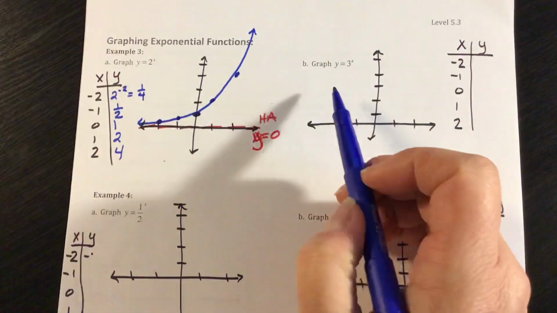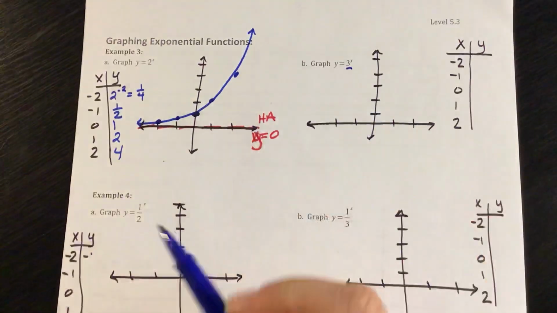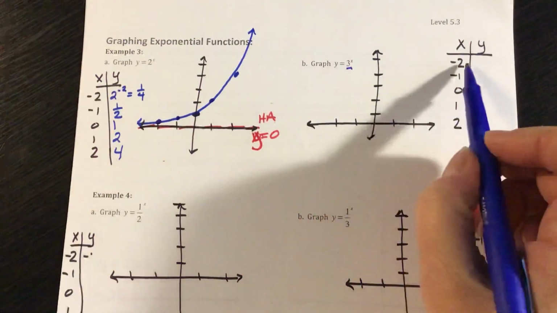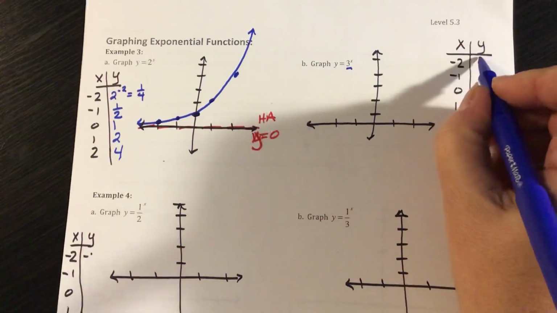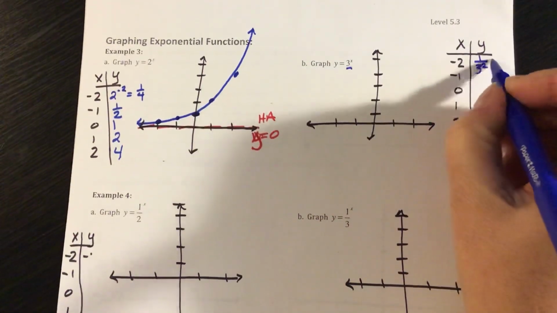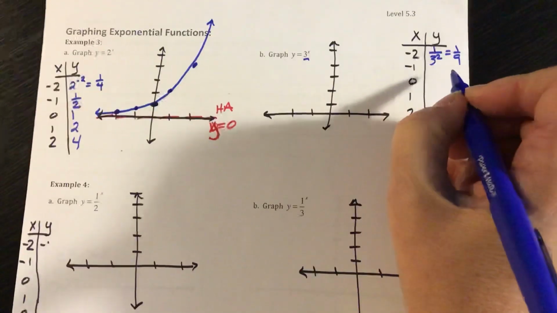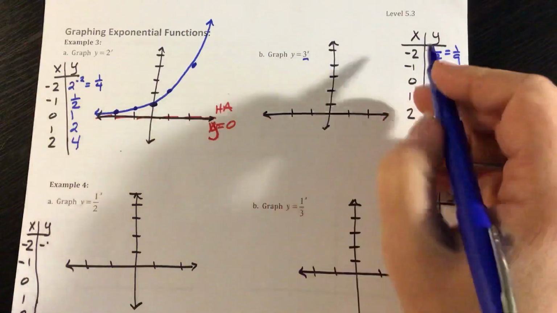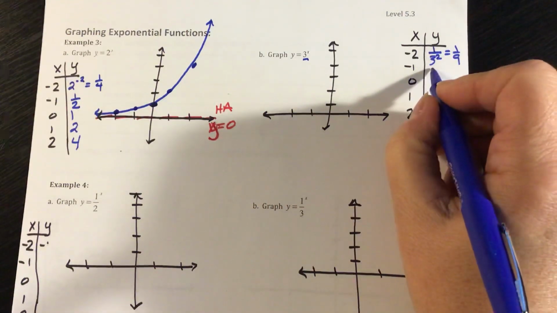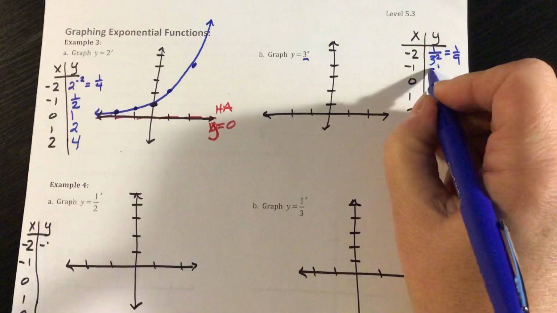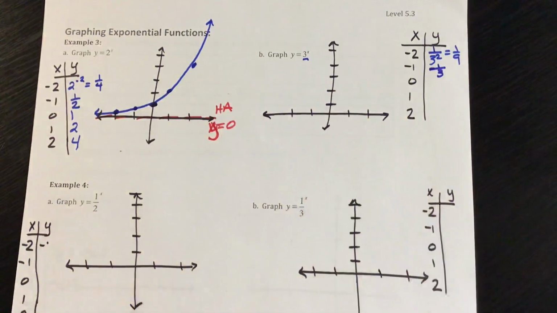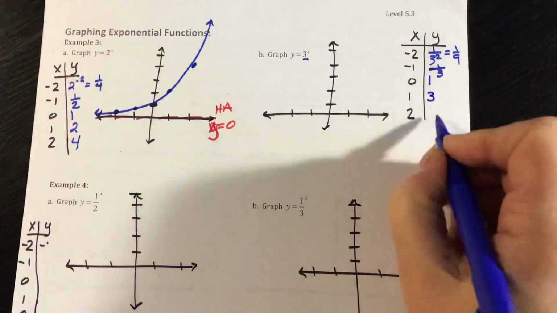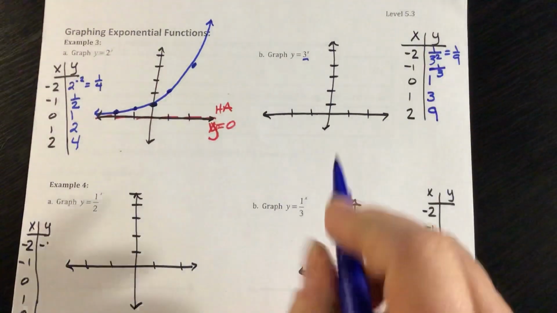All right, so on part B, I changed my base to 3. So if I plug in -2, this is going to be 1/3 squared, which is 1/9. And then this would be -1 as my exponent, so 3 to the negative first power is not negative, it's 1/3. It's positive 1/3. 3 to the 0 power is 1, then 3, and then 9.